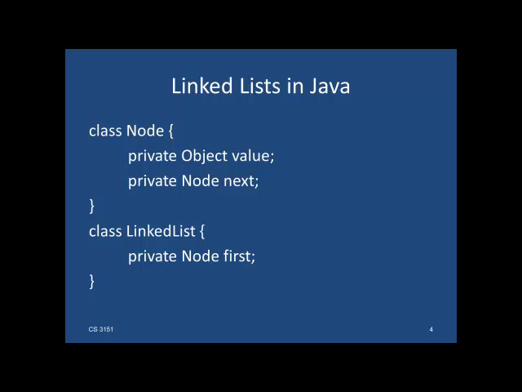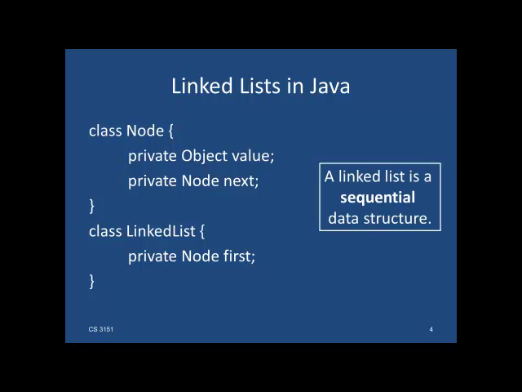However, if we want to access, say, the fourth element in the list, then we have to traverse the list starting at the head until we reach the fourth element. We cannot jump directly to the fourth element. That's why a linked list is called a sequential data structure. We have to traverse the elements sequentially to reach a particular element.